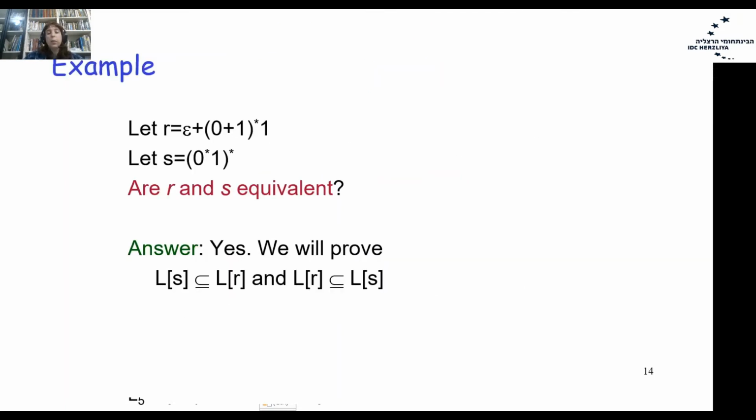Let's see some examples and let's do some proofs. We are given a regular expression R, which is (epsilon or (0 or 1) star) concatenation with 1. And we are given a regular expression S, (0 star 1) star. The question is, are R and S equivalent? They are equivalent, and we will prove it by bidirectional inclusion. We will prove that L(S) is a subset of L(R) and L(R) is a subset of L(S).